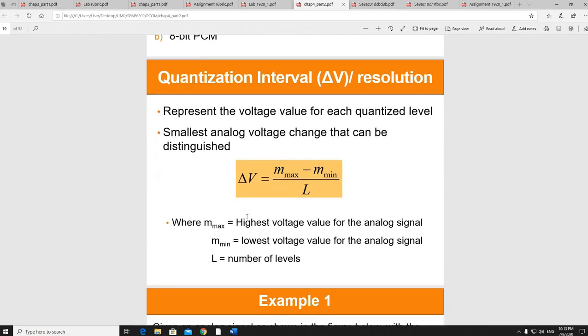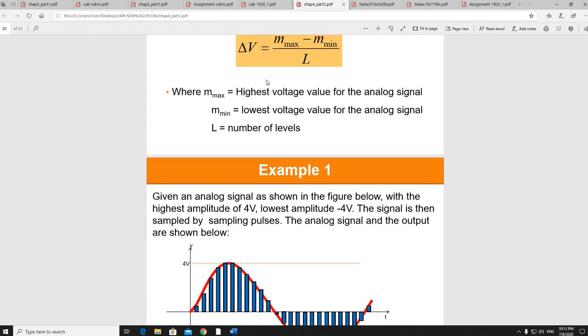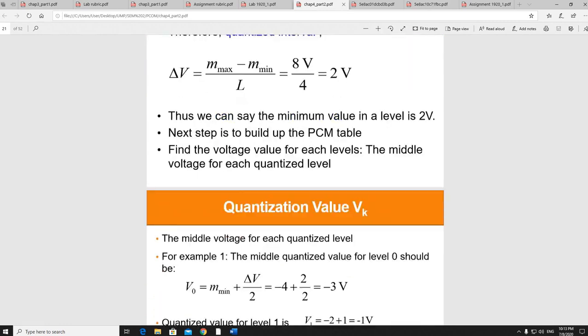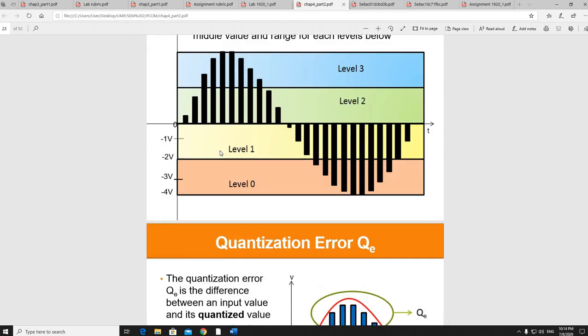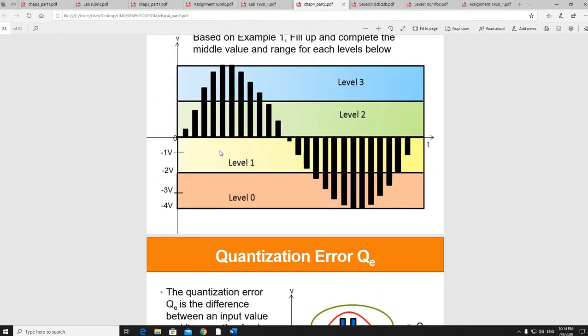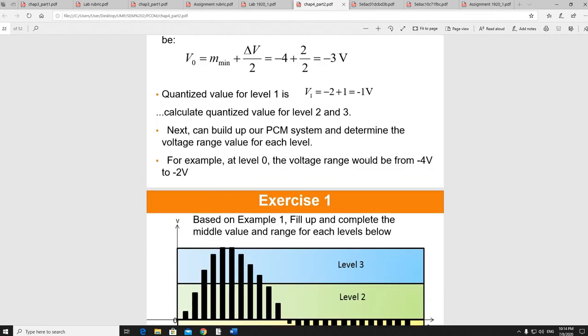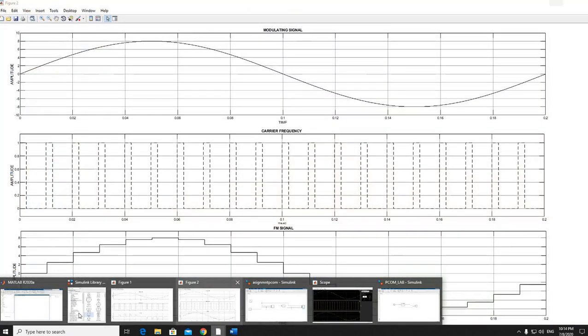Next, for quantizing you also have to calculate delta V, or the quantizing interval, using this formula. The formula is also used to calculate the quantization value. This is the minimum of the graph, m min. Next, we go to MATLAB.